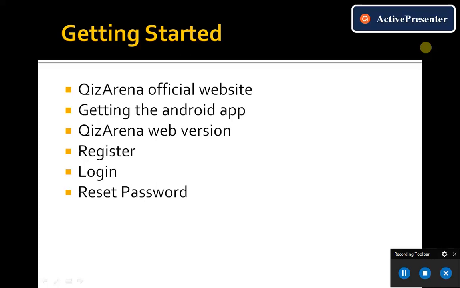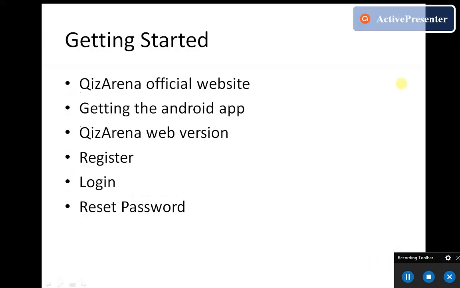Item number 1, the QizArena official website. Item number 2, getting the Android app. Item number 3, the QizArena web version. Item number 4, how to register on QizArena. Item number 5, logging in to your QizArena user account. And item number 6, resetting your forgotten password. So that will be all we will be covering in this getting started video tutorial.